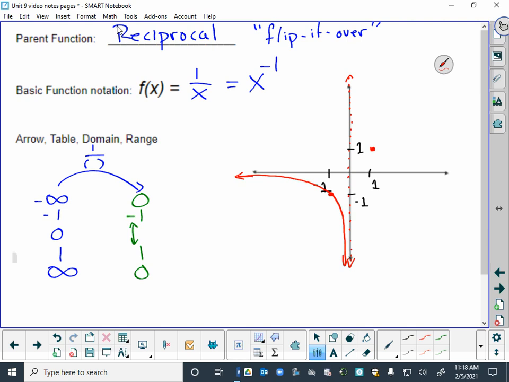-1/100th, when I flip it over, 1 divided by -1/100 is -100. So when I'm very close to my x-axis here, and I plug those numbers in, I get very big negative numbers down here somewhere. So this is the shape that comes out if I string together all of those possible numbers.